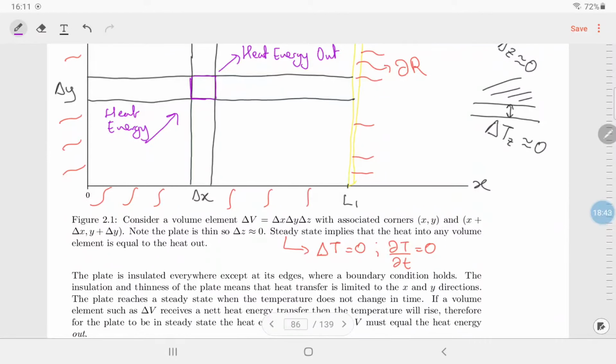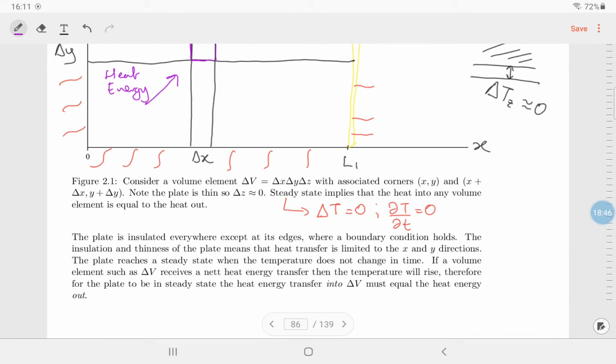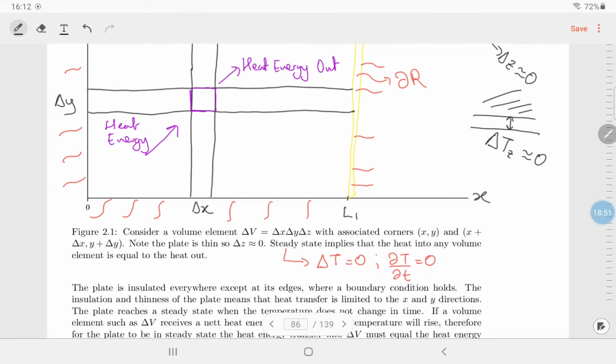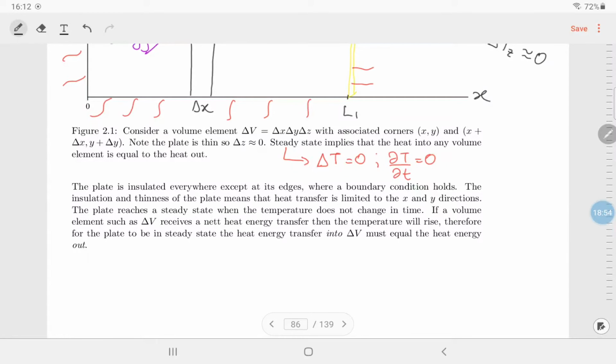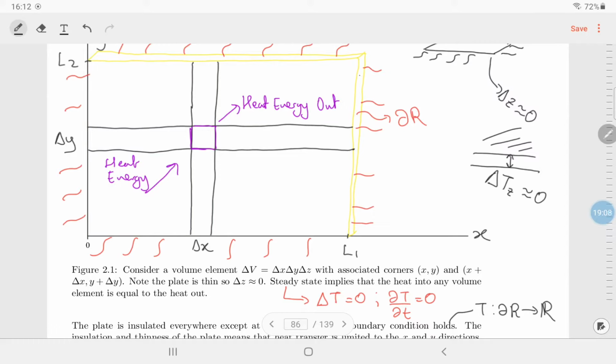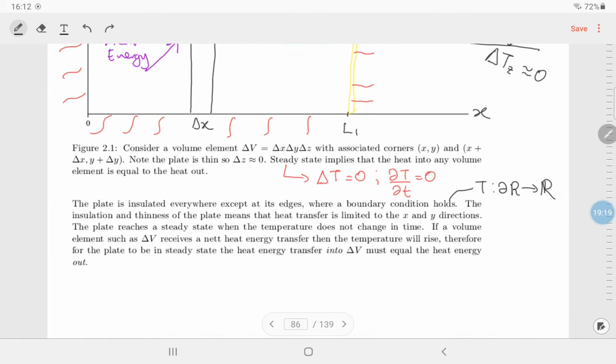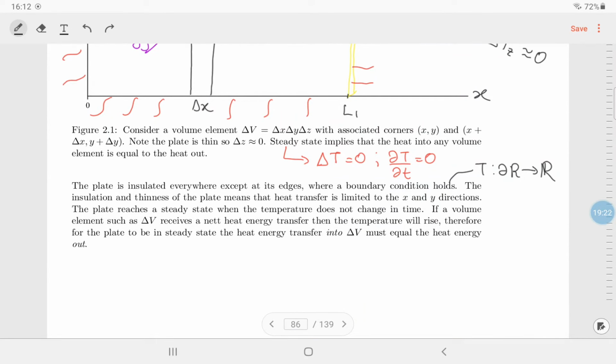Okay, so the plate is insulated everywhere except at its edges where a boundary condition holds. We're going to assume that the plate is so thin that it's basically two-dimensional. So the boundary condition will be a function from the boundary to the real numbers. It's saying basically at every single point, what's the temperature there? What's the temperature here? That's what I mean by boundary condition. Usually it'll be like, the temperature in the bottom is 100 and the top is whatever. But the boundary condition is actually a function.